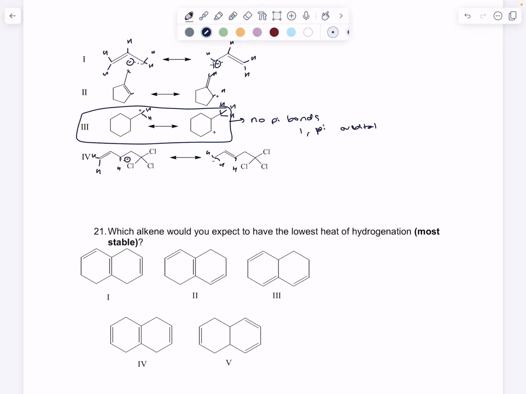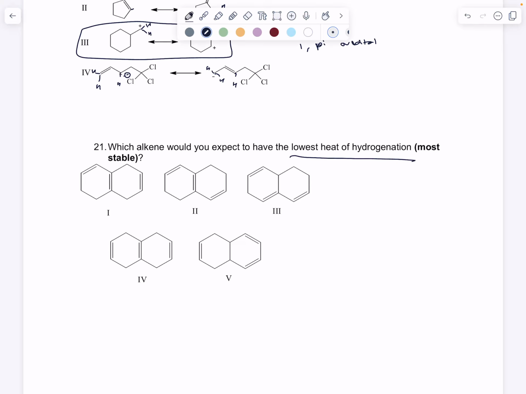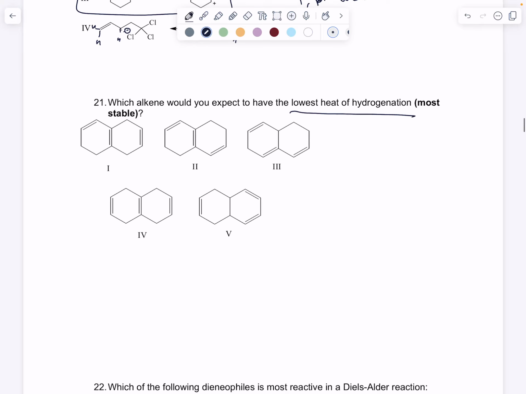Which alkene would you expect to have the lowest heat of hydrogenation, which is the experimental way we can determine how stable it is? So we're looking for most stable. This is going to be the one that has the most conjugation, and that looks like this one to me. There's a gap between these 2 and this one. I'll highlight between these 2 and that one. There's a gap. These are all alternating.